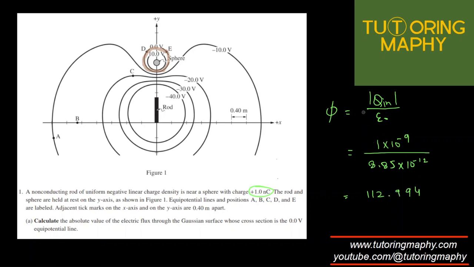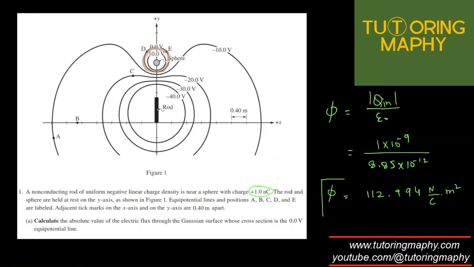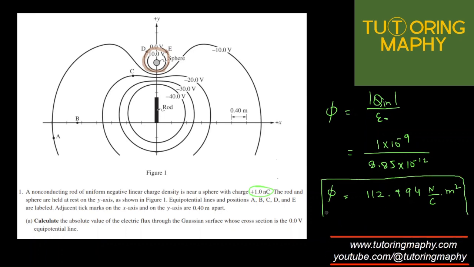112.994, and flux is E dot A. E is Newton per coulomb and area is meters squared. So the unit is Newton meter squared per coulomb. That is the value of the flux for part A.